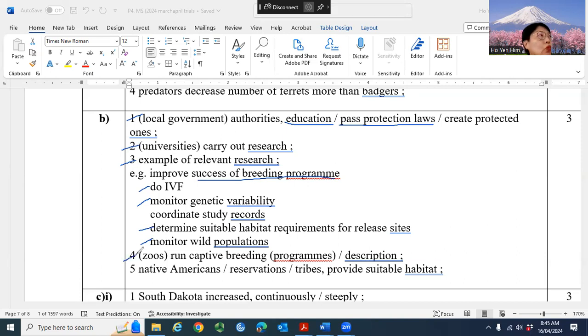Then the zoo is to do what? Zoo is to keep them and breed them. So some students only say, keep them safely in the zoo, and if you say keep them safely in the zoo, I cannot give mark. Strictly speaking, I cannot give mark because the aim is to release them in the wild. So we have to increase their number by breeding them.